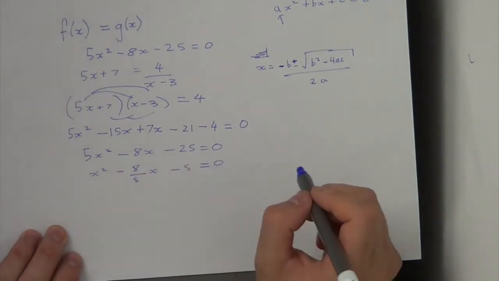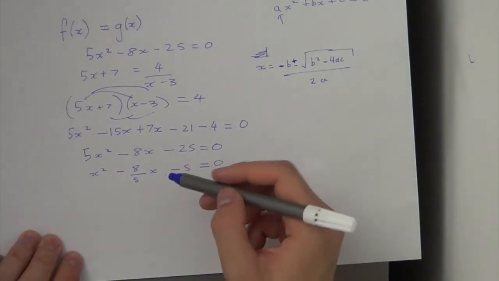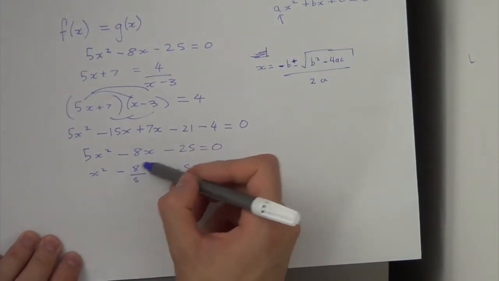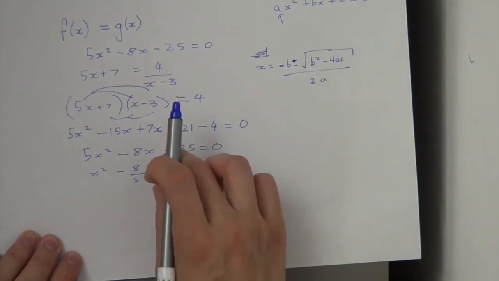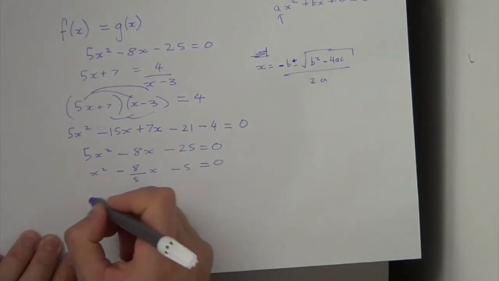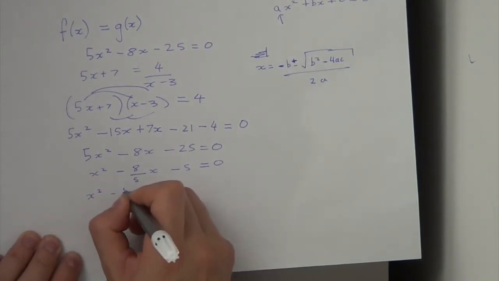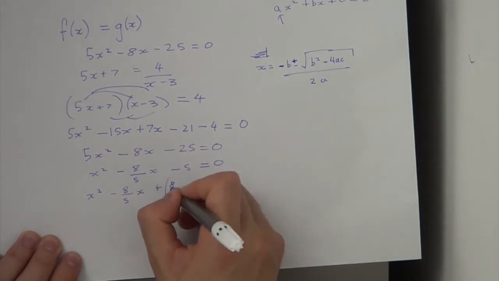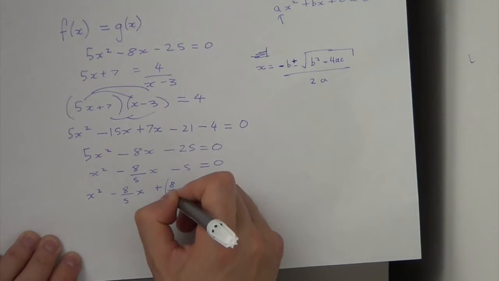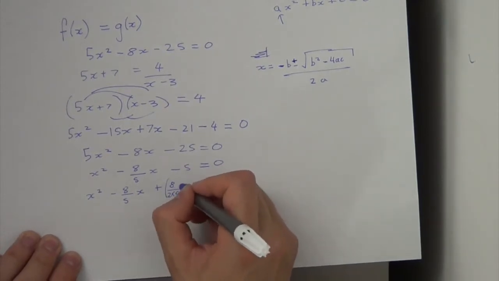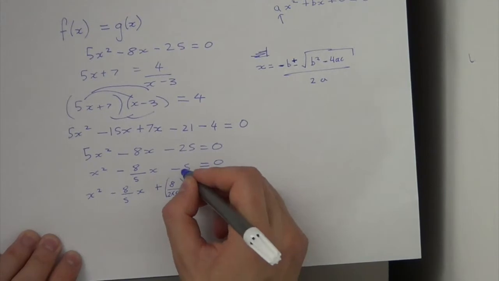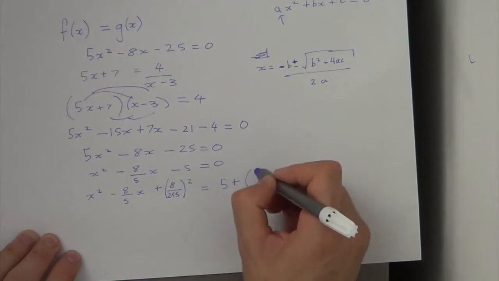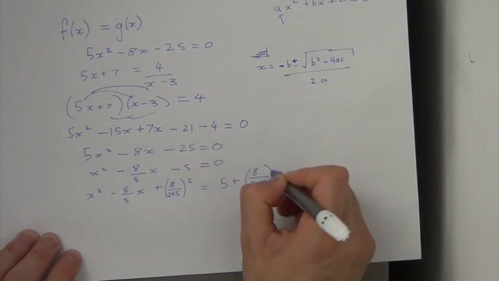Then, and here's the clever bit, in completing the square, I'm going to take this middle term, the b term, divide it by 2 and then square it. And I'm going to add a term to this side and add a term to this side. So, watch carefully. x squared minus 8 over 5 x plus 8 over 5 divided by 2, all squared. And I'm actually going to move the 5 to this side, and because I have to do the same to both sides, I'm also going to do it here.